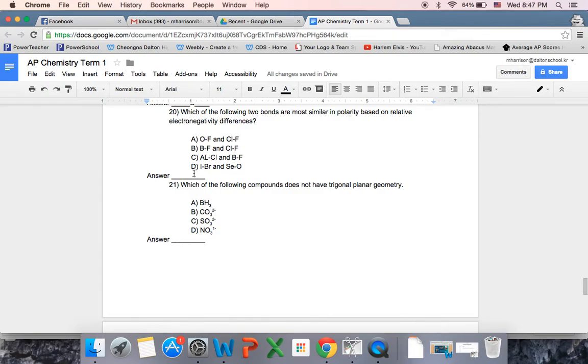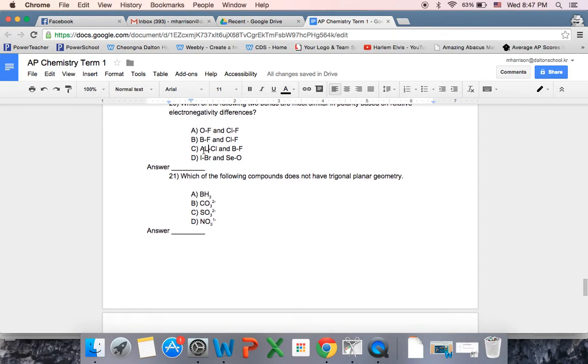The numbers are different. Boron and fluorine is actually much more. Fluorine is much more electronegative than chlorine. However, boron is also much more electronegative than aluminium, and they end up being in a similar ratio. So the correct answer here is C.